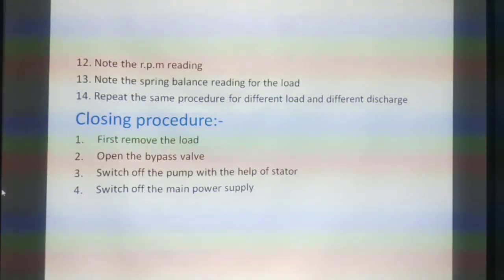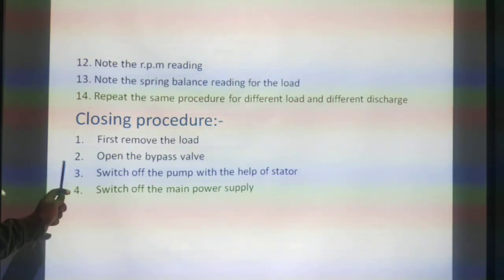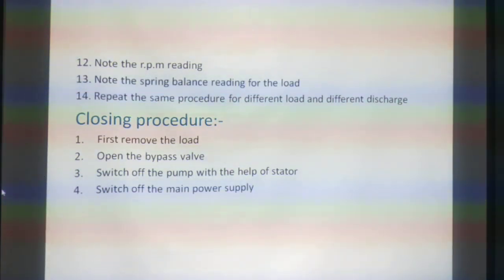Next, the closing procedure. After your experiment has been done and you have calculated all these things, your efficiency, next you close your machine. For that, first check the load and remove the load, open the bypass valve, switch off the pump with the help of the starter, and switch off the main power supply.